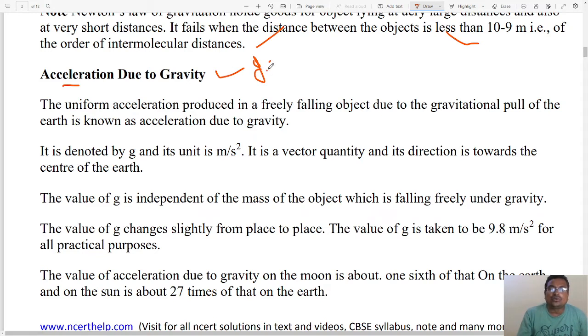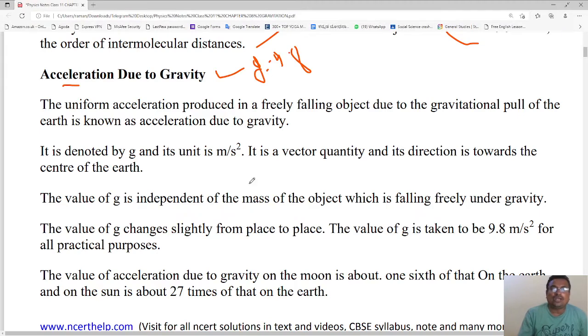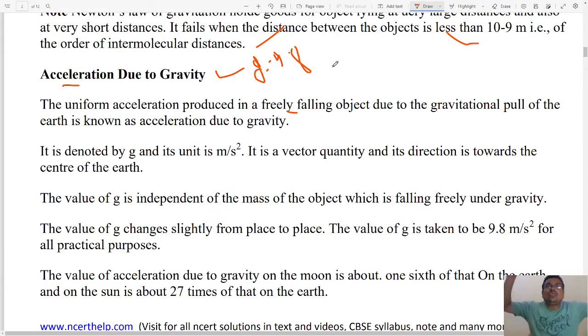This value is 9.8. So uniform acceleration is produced in a free falling body. Somebody falling from a helicopter, something coming down in space, that is called free fall. If someone goes to the 10th floor of a building and throws some weight, that coming down is called free fall. So the acceleration they gain is called acceleration due to gravity. It is denoted by small g. The object is moving not horizontally but in the vertical direction.